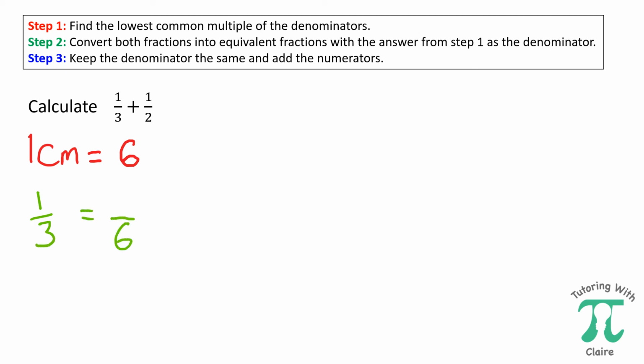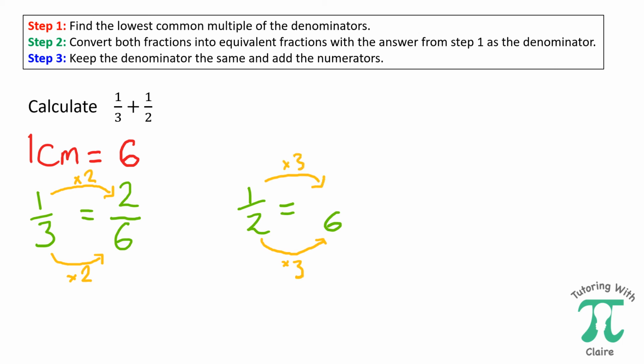To get from 3 to 6, we multiply by 2. So we're going to do the same to the numerator. 1 times 2 is 2. Next, 1/2. To get from 2 to 6, we multiply by 3. So multiplying the numerator by 3, 1 times 3 is 3, and hence 1/2 equals 3/6.